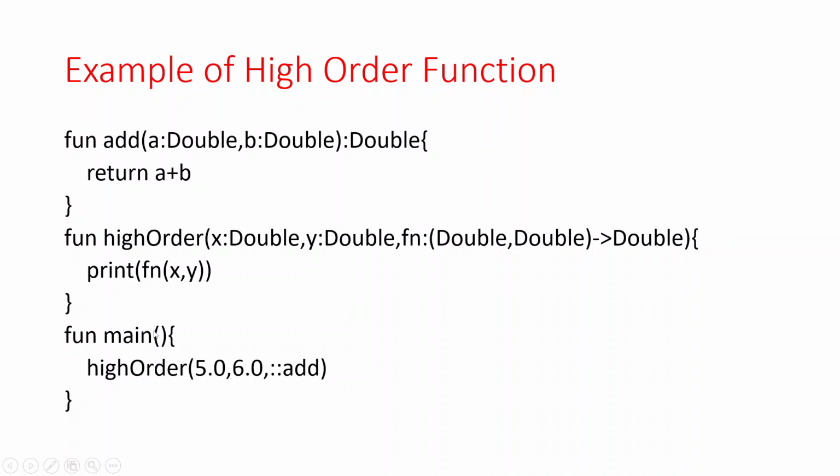Now in our main function, I will call the higher order function. It will take two parameters, 5 comma 6. The next parameter will be the function, which is the add I have created. We can specify it by adding two colons, then the function name. Let's understand it by performing the practical.